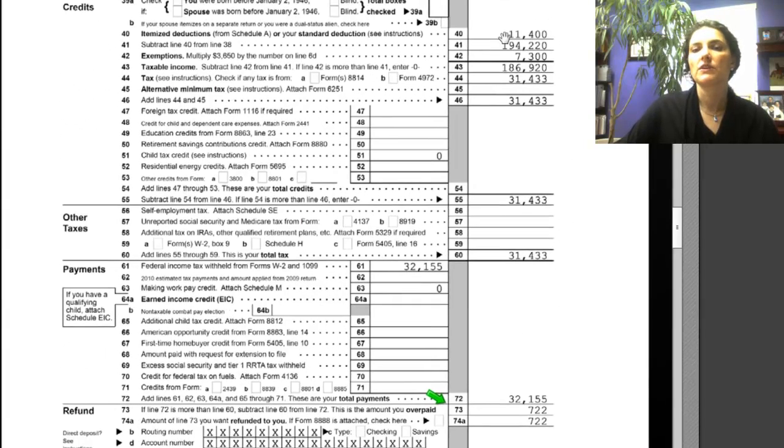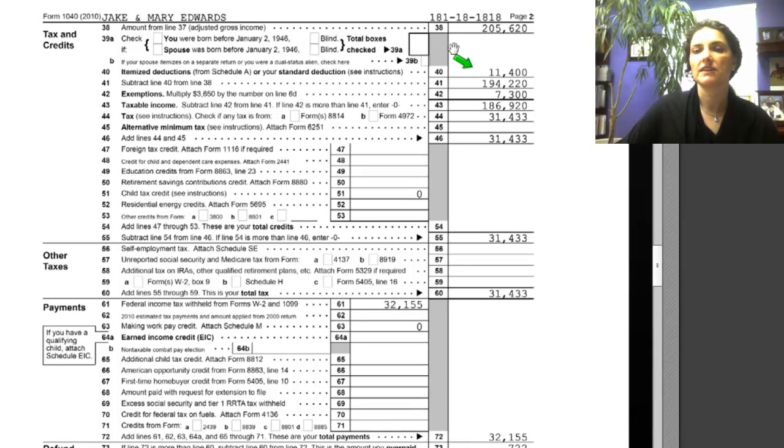$205,620. We're giving Jake and Mary the standard deduction, so we subtract the standard deduction out of their adjusted gross income. We then subtract out their exemption deduction, that's 2 times $3,650. And on line 43, we have the taxable income, $186,920. So let's go see how we figure $31,000. And of course, to do that, we're going to need to complete a capital gain worksheet.